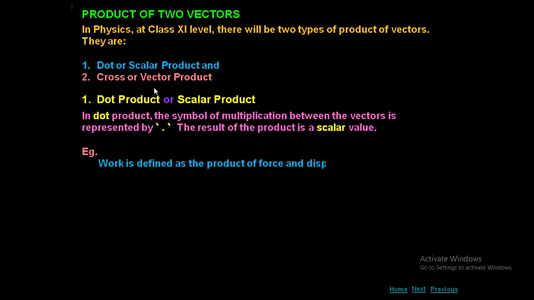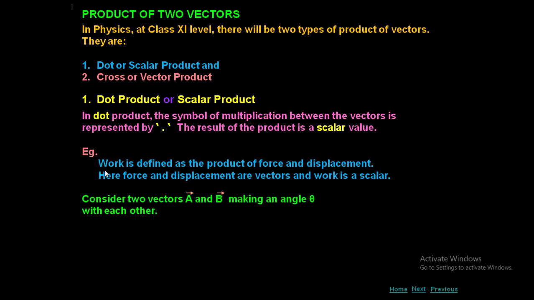Example, work is defined as the product of force and displacement. Now if you see, both force and displacement are vector quantities. Whenever you multiply force and displacement by a dot, you get the product as work, which is a scalar physical quantity. Scalar means it has only magnitude but no direction. Here, force and displacement are vectors and work is a scalar.